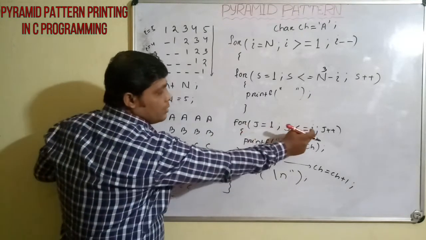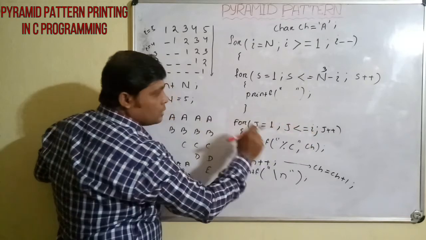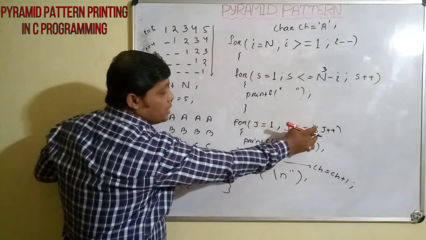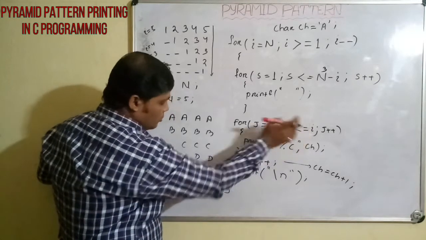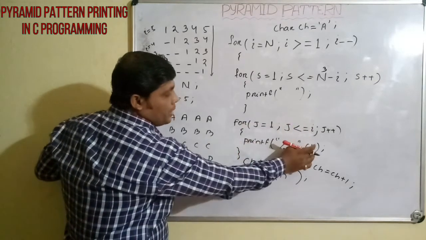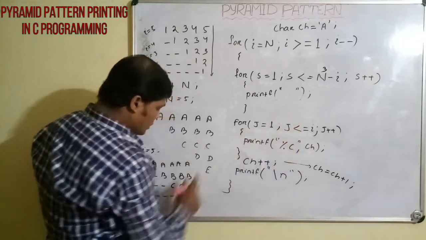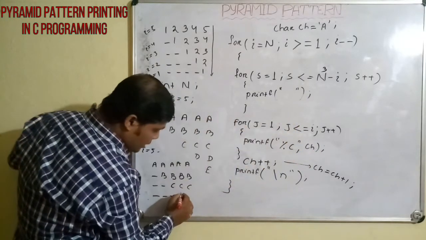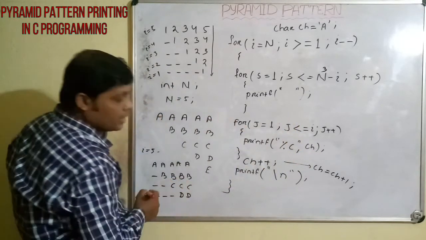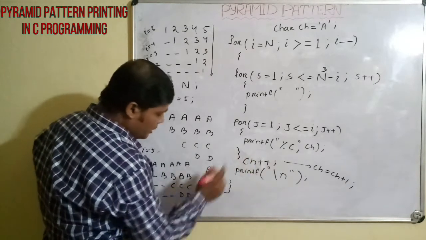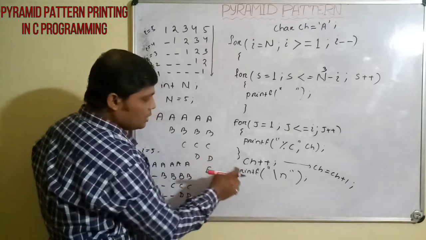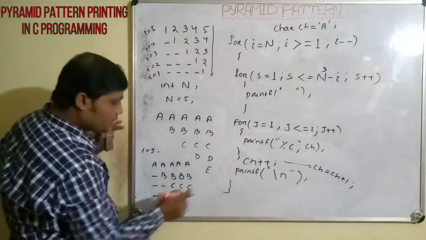Then come here. j equal to 1, j less than or equal to 2, then j plus plus. Now i value is 2. Clear? So it will print ch 2 times. So ch value is now D. So it will be D and D. Clear? Then ch value will be E. Now see, print a backslash n and it will go to the next line.